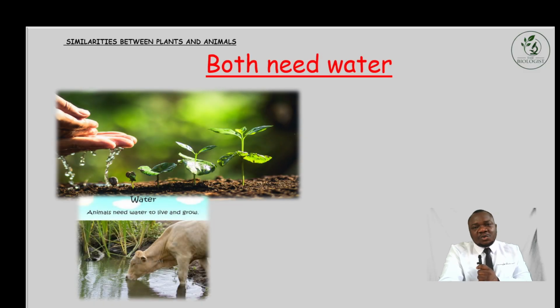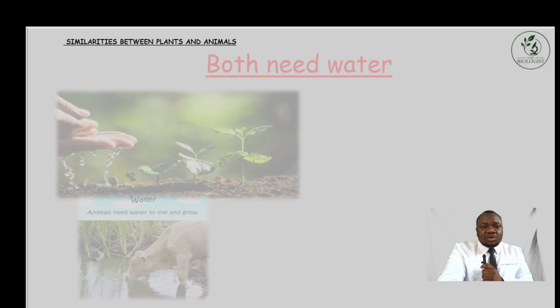All organisms need water, so they both need water. Even though a soil has all the nutrients, if there's no water to dissolve the nutrients in the soil, the plant cannot absorb them, so the plant will die. Plants cannot do without water. Animals cannot do without water. If we don't take in water, our cells will desiccate, and the human being will die, and the animal will die. So we all need water to survive. Both plants and animals need water to survive.